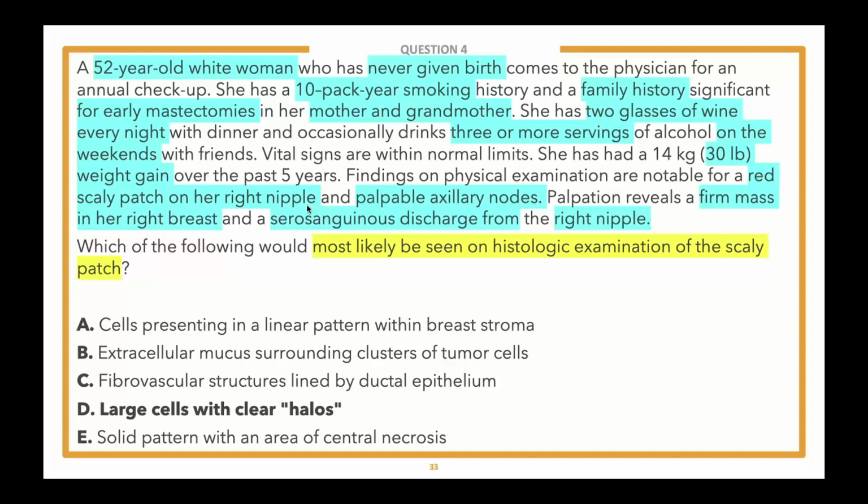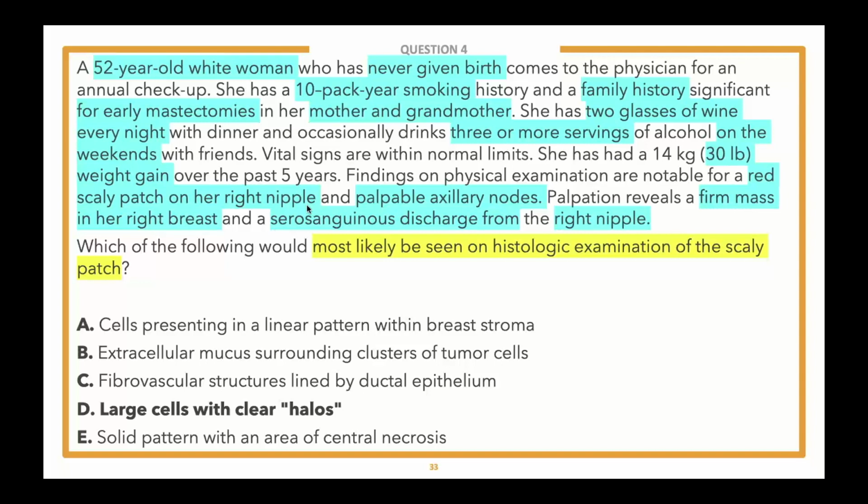C is getting at intraductal papillomas, okay? They're characterized by those fibrovascular structures, and they may present with nipple discharge, okay? But they usually present as small lumps behind or next to the nipple. They don't usually produce a scaly patch like this patient has.